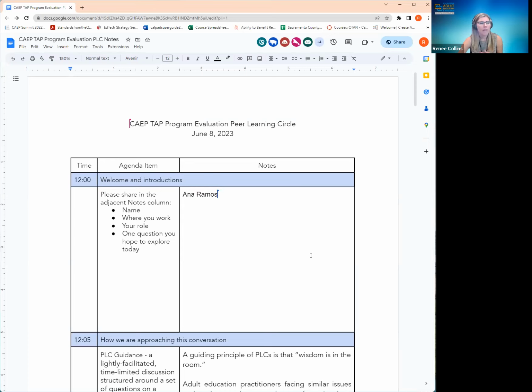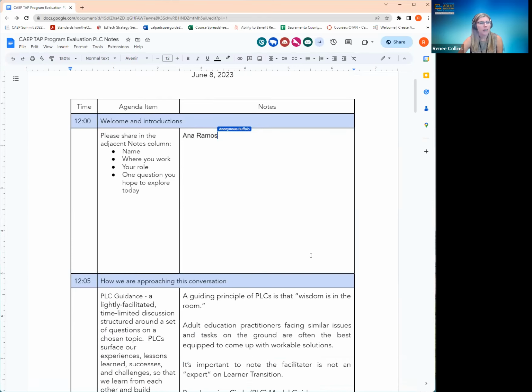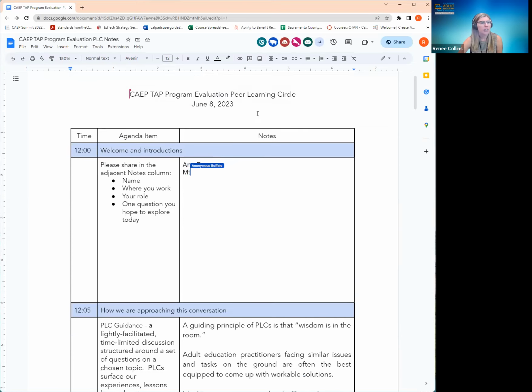If you have not joined a PLC before, we're going to be using the document that was shared in the chat as our guide for the day, and really hoping that you will interact both in writing and verbally as we move through the next hour.